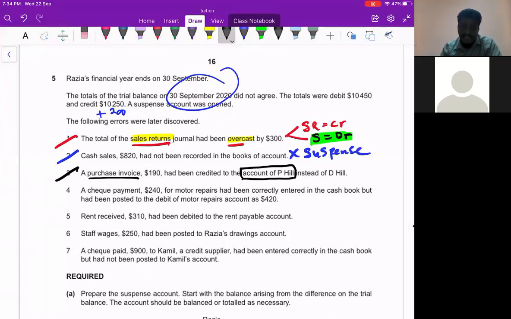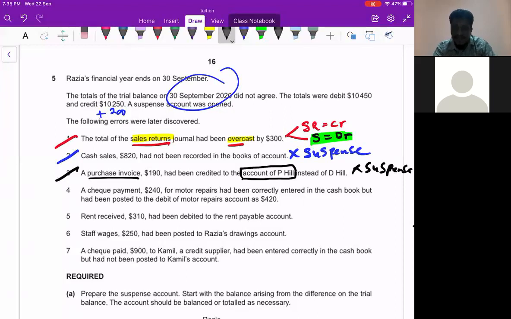So will there be a suspense account or not? You're supposed to credit this account, but you credit another account. So your debit and credit are correct, only the wrong account. If your debit and credit are correct, it means there's no suspense account. No suspense. Do you understand or not?